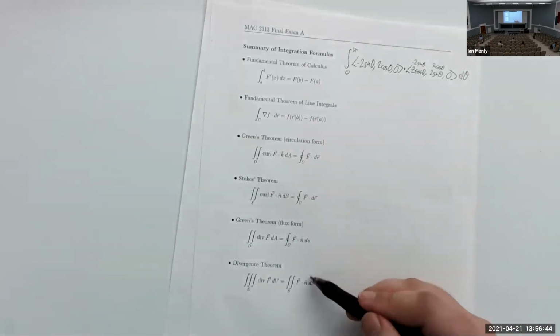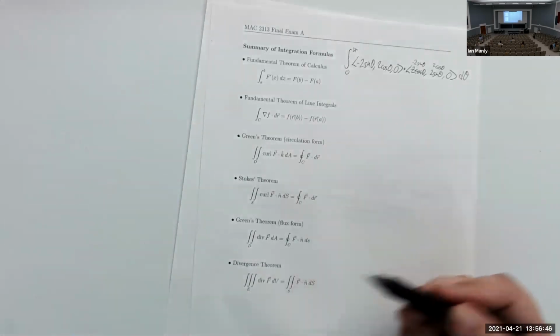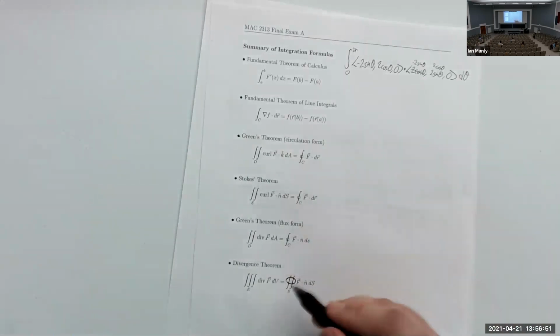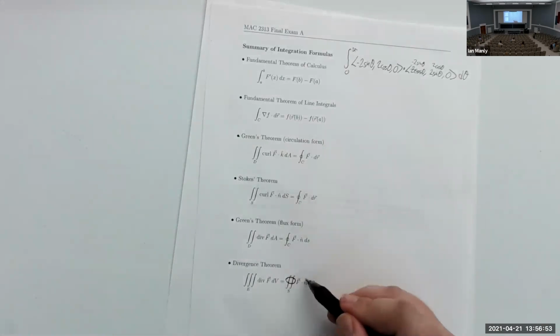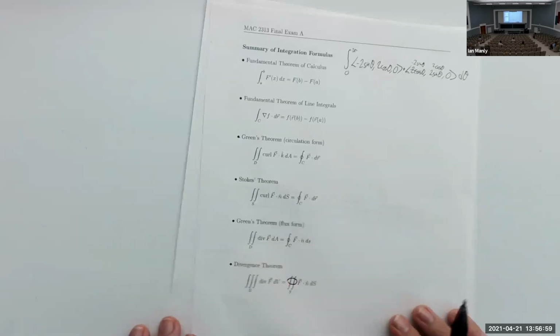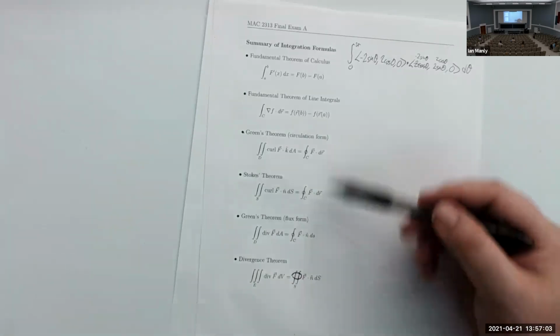Or if you have to do a flux integral like this, at least consider over a closed surface. There really should be a circle here. Yeah, if you have something like this, you should at least consider using the divergence theorem. The divergence theorem in particular almost always makes it way easier. So the answer to the question, when should I use these, is whenever you can.